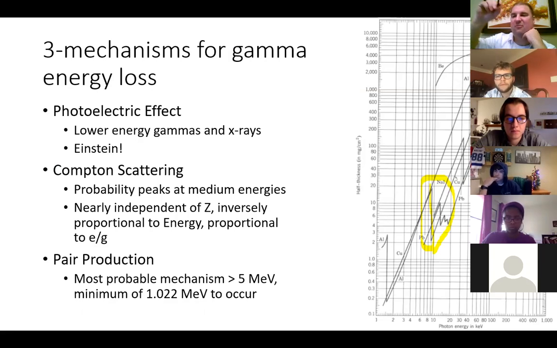So it's that kind of behavior, that kind of pattern, where the half thickness is increasing as the energy of the gamma ray increases, but at specific energies depending on the stopping material. So that's why you want to know the stopping material and the energy of the gamma ray. At specific energies, we see these big changes in how likely things are to occur.